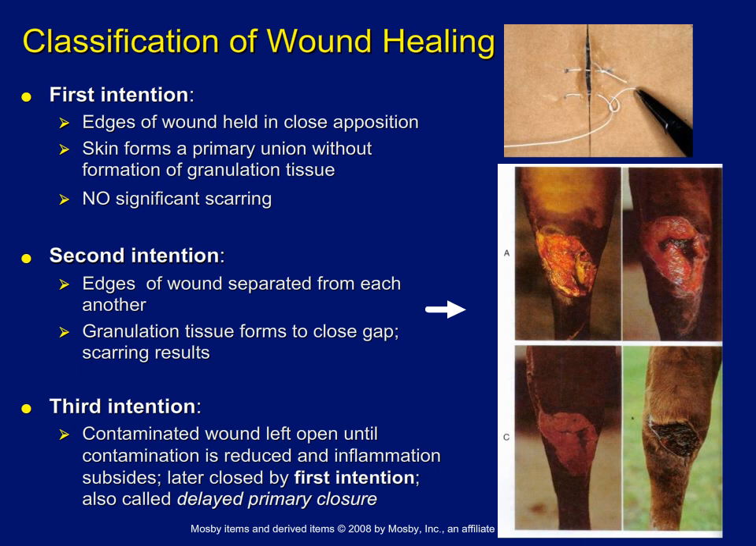Now, depending on the extent of the wound and the treatment available, it can heal by one of three different processes. The first of these processes is called first intention healing. And basically in first intention healing, the edges of a wound are held closely together in apposition. That could be through a band-aid or steri-strip or even using sutures. Skin normally forms a primary union without the formation of granulation tissue. And so we can have first intention healing even if we're not having suturing or taping or anything like that. And it usually results in little to no significant scarring.